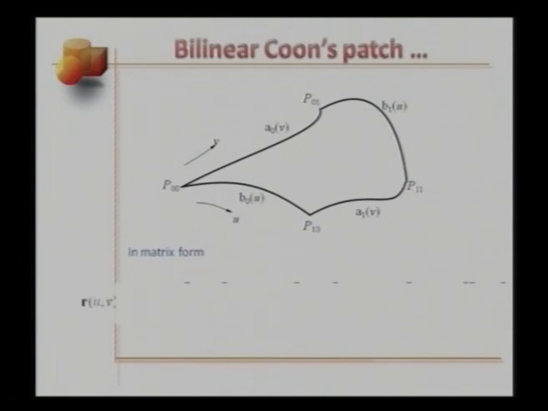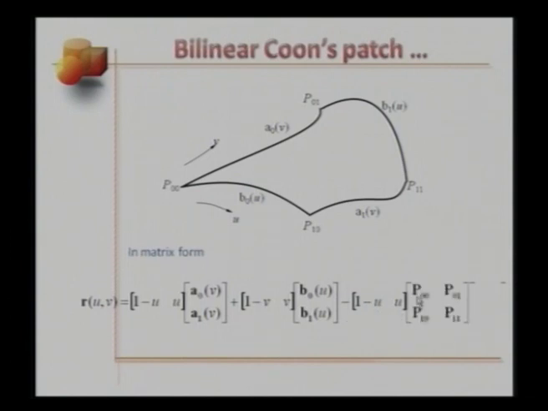In matrix form or in short form, the bilinear Coons patch is given by the row vector 1 minus u, u times A0 of v, A1 of v arranged in column form, plus again a row vector involving parameter v, which is 1 minus v, v times the column B0 of u, B1 of u, which are these two bounding curves, minus your correction surface, which is 1 minus u, u times P00, P01, P10, and P11 times the column vector 1 minus v, v. So, this is the mathematical expression for your bilinear Coons patch.